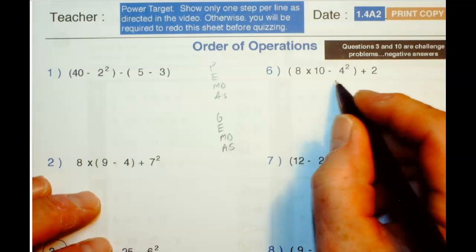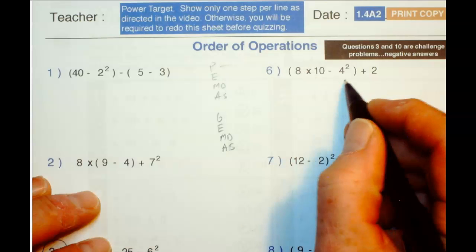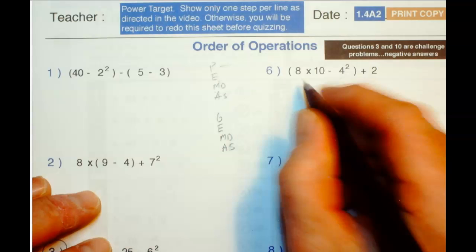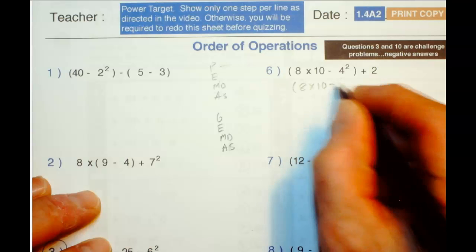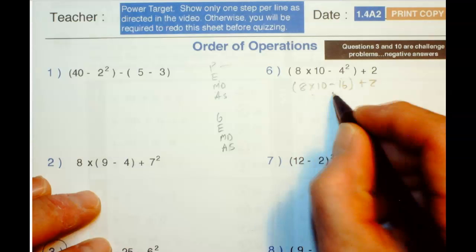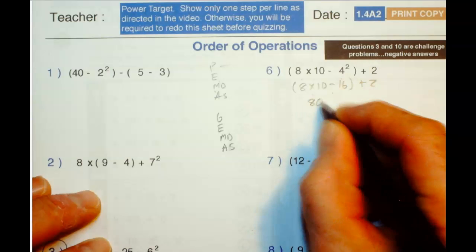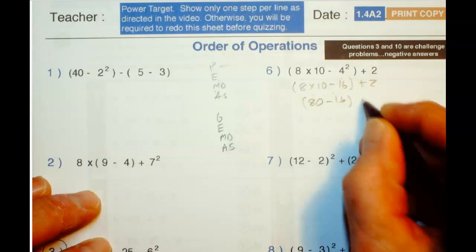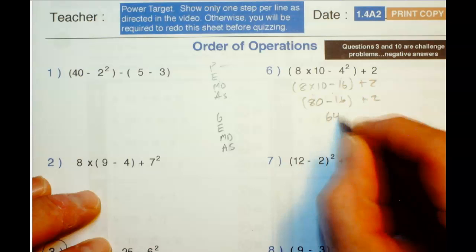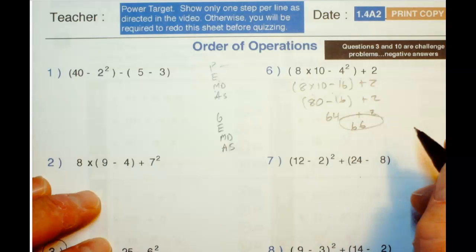Okay, we've got to go inside the parentheses or the grouping symbols. Inside the parentheses, we have multiplication and we have exponents. Exponents come before multiplication, so we're going to do that first. So 8 times 10 minus 16 plus 2. We're still inside the parentheses, but now we have multiplication and subtraction. We'll do the multiplication first. So this would be 80 minus 16 plus 2. 80 minus 16 is 64, plus 2, and now we just have the addition of 66. This is a 5-line problem with 66 as the answer.